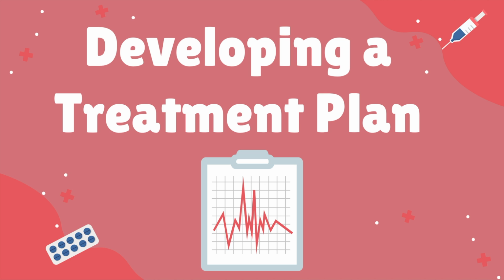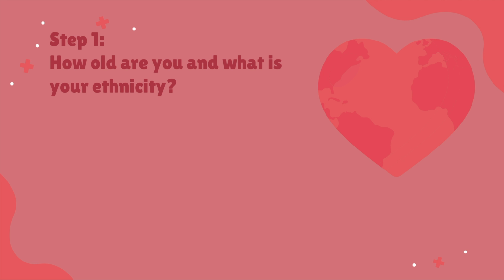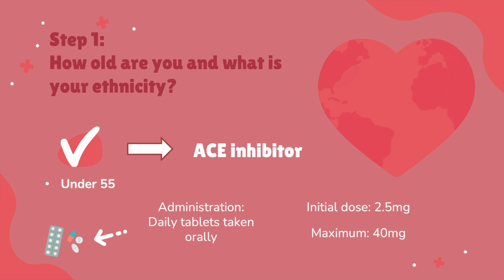Treating hypertension can be a complicated process. It is important to consult your doctor, who will know what works best for you, but here is a simple guide to common treatment plans for hypertension. So, step 1. How old are you and what's your ethnicity? If you're under 55, you're most likely to be prescribed an ACE inhibitor such as lisinopril. You'll take it orally as a tablet every day. The initial dose recommended is 2.5 milligrams per day, with a maximum daily dosage of 40 milligrams.